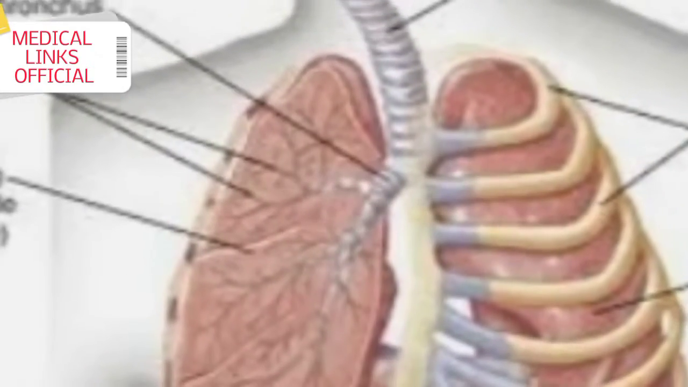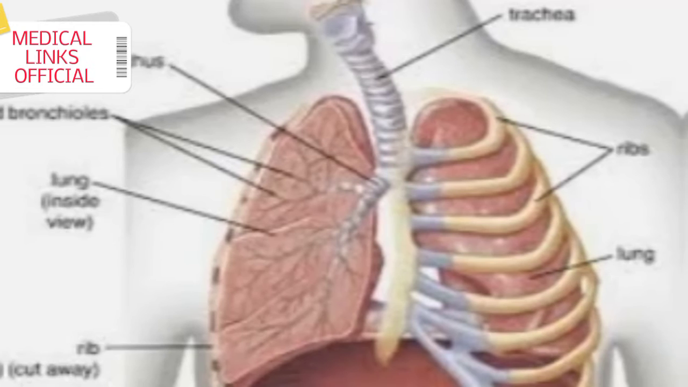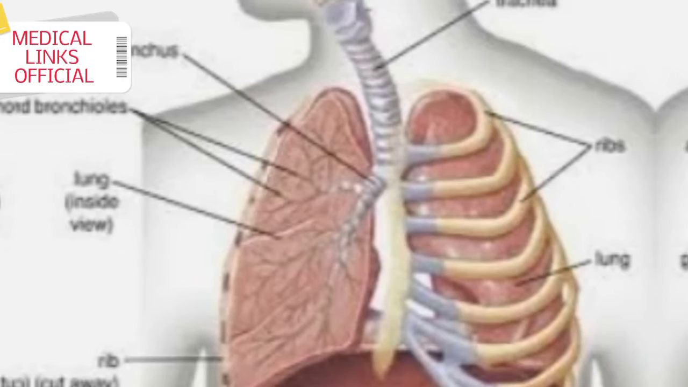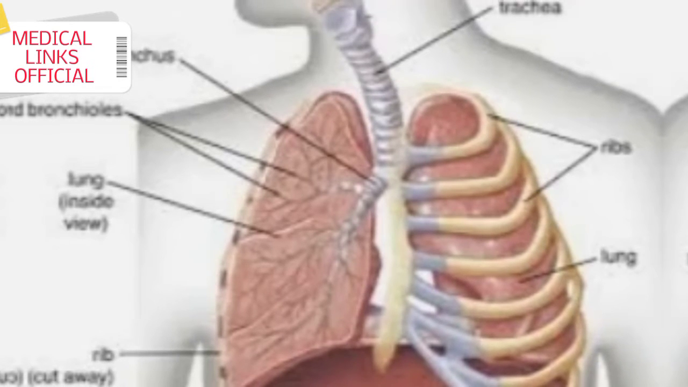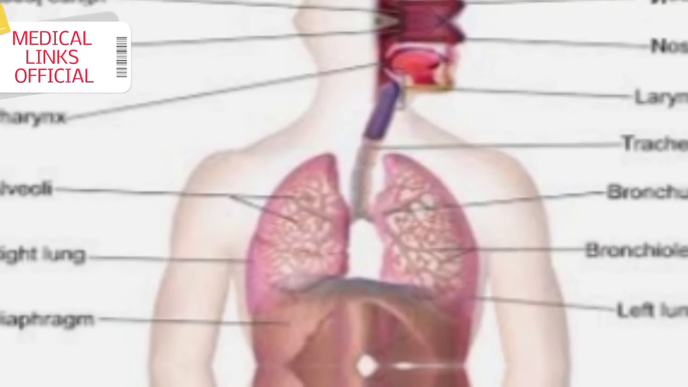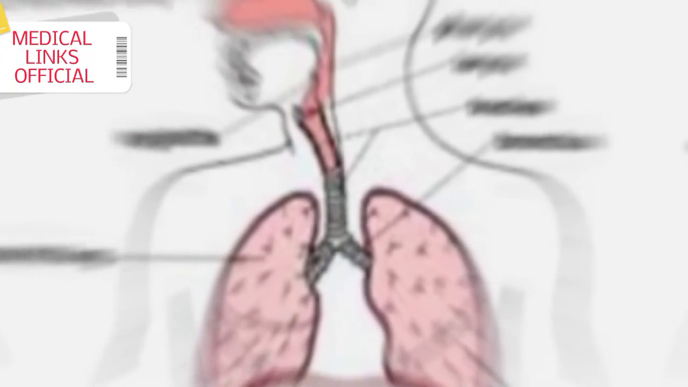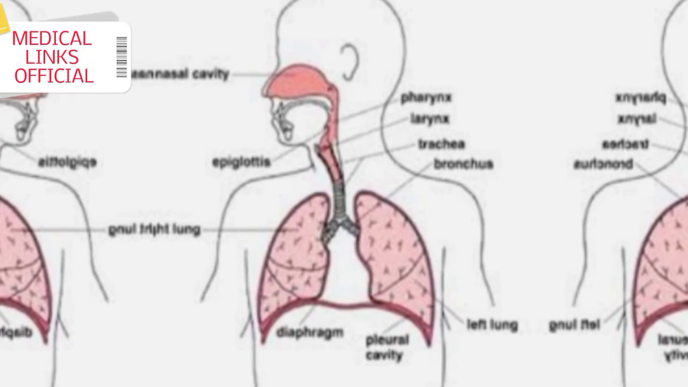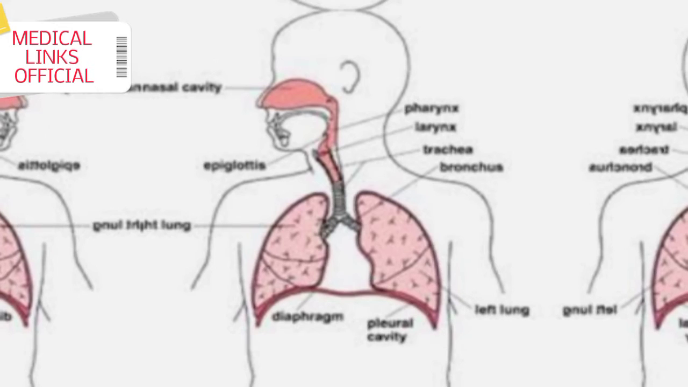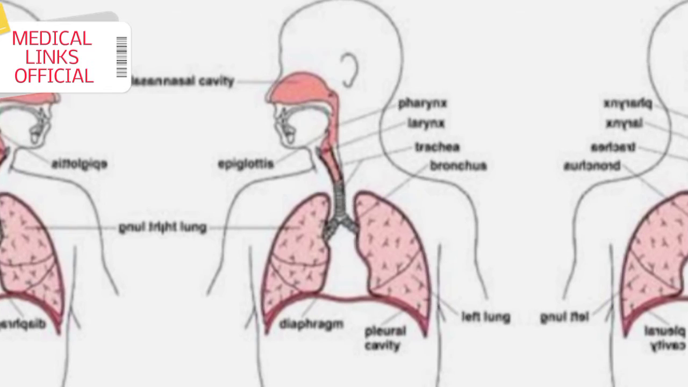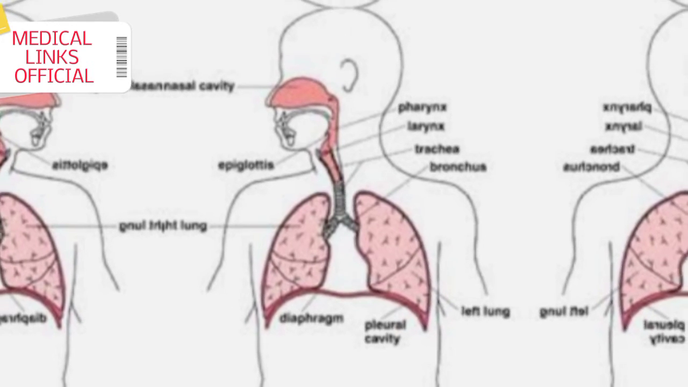The respiratory system consists of the nose, larynx, trachea, bronchi, and lungs. The respiratory system consists of two parts: the upper respiratory tract and the lower respiratory tract. The upper respiratory tract consists of the nose, pharynx, throat, and associated structures. The lower respiratory tract consists of the larynx, trachea, bronchi, and lungs.